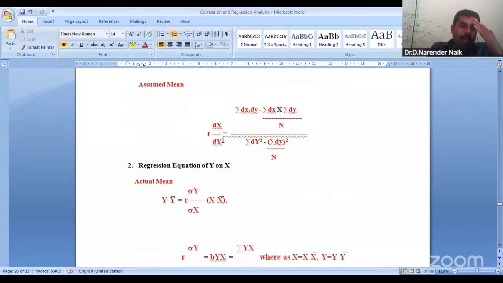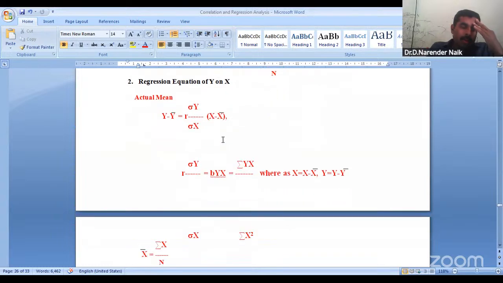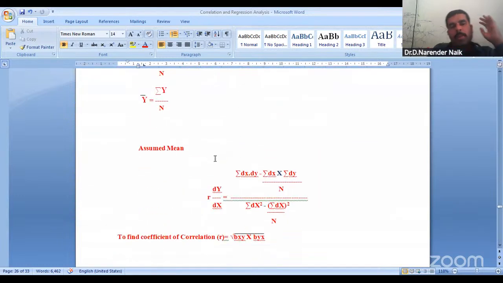Then y on x here. Y minus y bar, it is the complete reverse. Y minus y bar is equal to r into standard deviation y by standard deviation x into x minus x bar. Then r into standard deviation y by standard deviation x is equal to byx, which is equal to sigma yx divided by sigma x square. Okay.